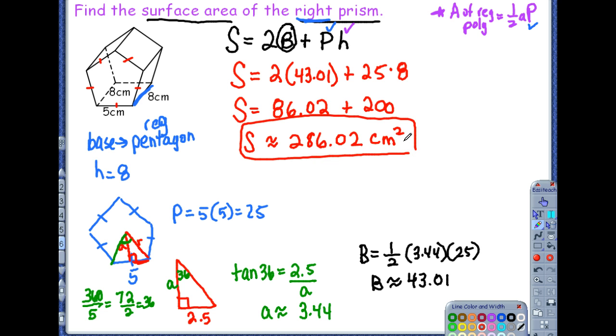So again, this is the idea of a prism. It's still a similar formula to a cylinder. And again, notice all the little pieces that we had to do, kind of break it up.